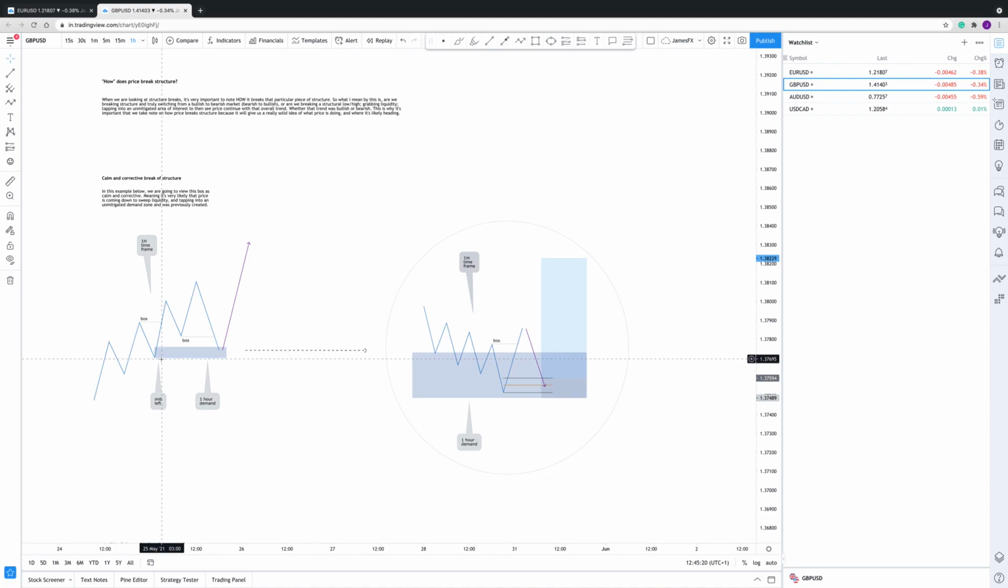So this would be our hourly demand, price tapped in. Now what we can see from this on a lower time frame: this is the hourly. If we look to the right here, this is our 1 minute perspective. So this is our 1 minute time frame, and this blue box is our hourly demand. This move coming down that broke structure will look like this on a lower time frame.